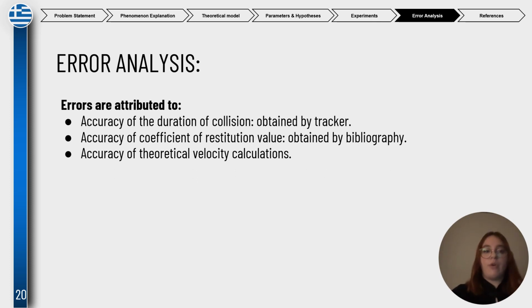Some error analysis: the errors can be attributed to the accuracy of the duration of the collision, which is obtained by Tracker. Also the accuracy of the coefficient of restitution value, which is obtained from the bibliography, and the accuracy of the theoretical velocity calculations.